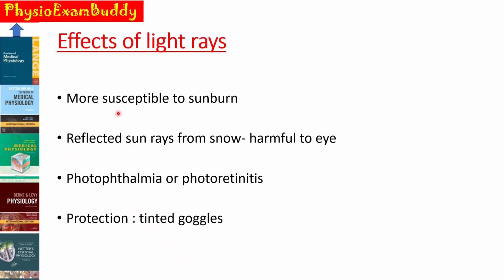Normally, many harmful rays of the sun, that is ultraviolet rays, are absorbed during the passage through the atmosphere. But at high altitude, the skin is more susceptible to sunburn. The sun's rays reflected by the snow are also injurious to the eye. To prevent the adverse effects such as photophthalmia as well as photoretinitis, the eye should be protected by suitably tinted glasses or goggles.